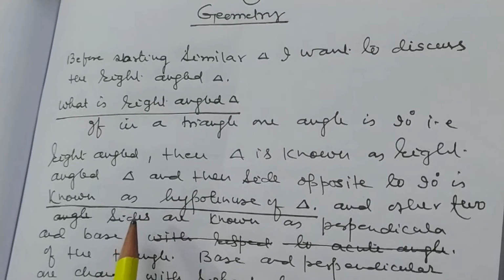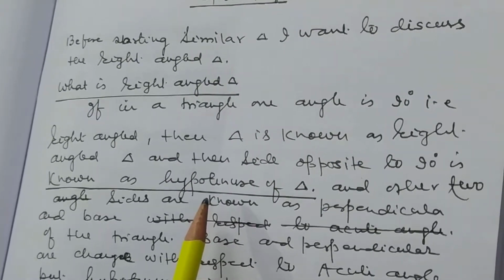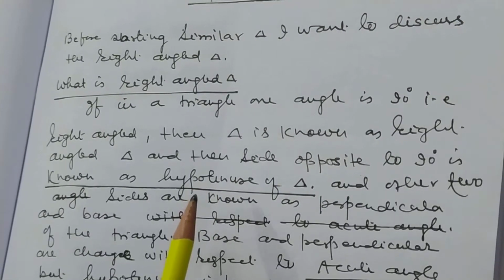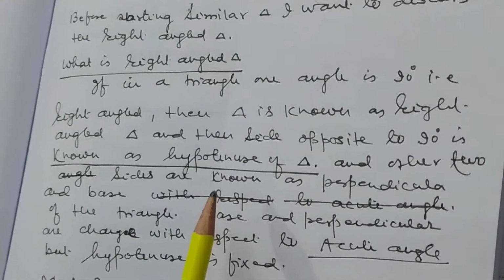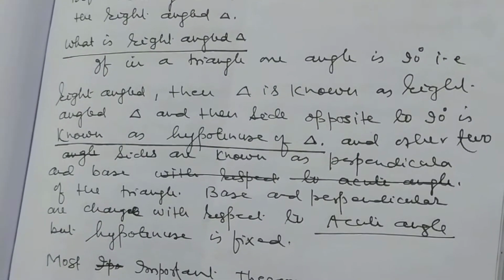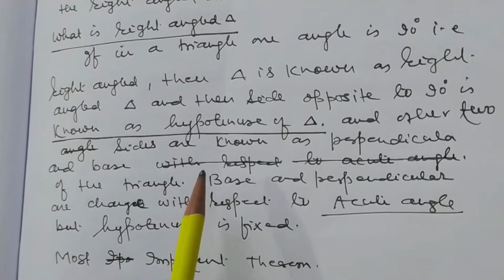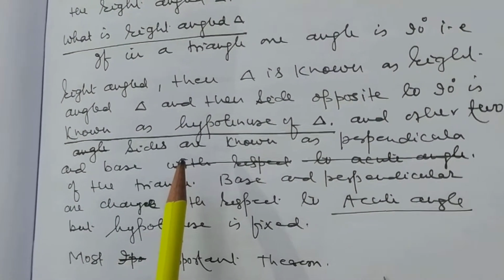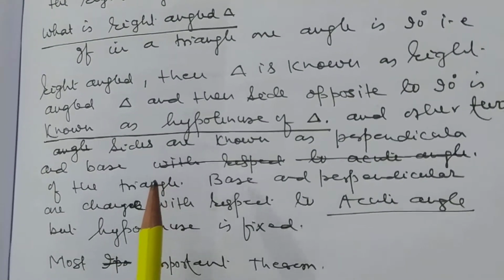My dear students, in right angle triangle, hypotenuse is fixed because hypotenuse is in front of right angle. But there are two acute angles, so perpendicular and base will change. What is the rule? How will you decide which side will be the perpendicular and which is base? The rule is, the side in front of acute angle is known as perpendicular. So perpendicular and base will change.